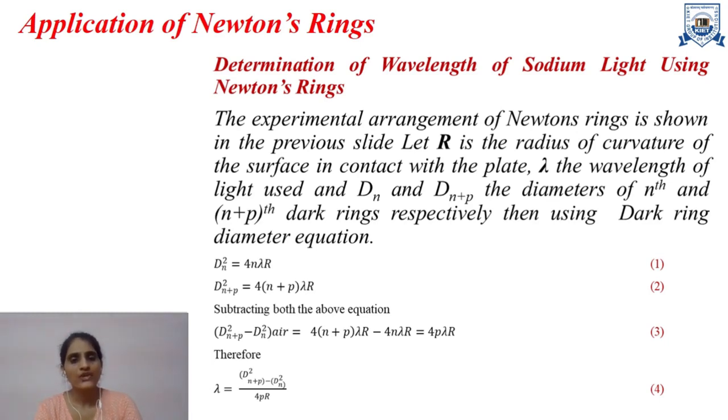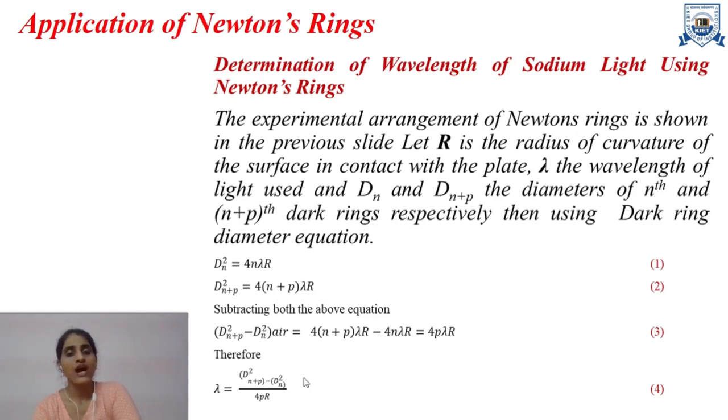If I subtract equation 1 from 2, I will get Dn+p squared minus Dn squared, bracket close, air. I am writing air here because the medium over there is an air film, no liquid is immersed between the plano-convex lens and glass plate. So the film which is formed is of air. So this is equal to 4(n+p) lambda R minus 4n lambda R. If I open this bracket, 4n lambda R gets cancelled out. So the final outcome comes out to be 4p lambda R.